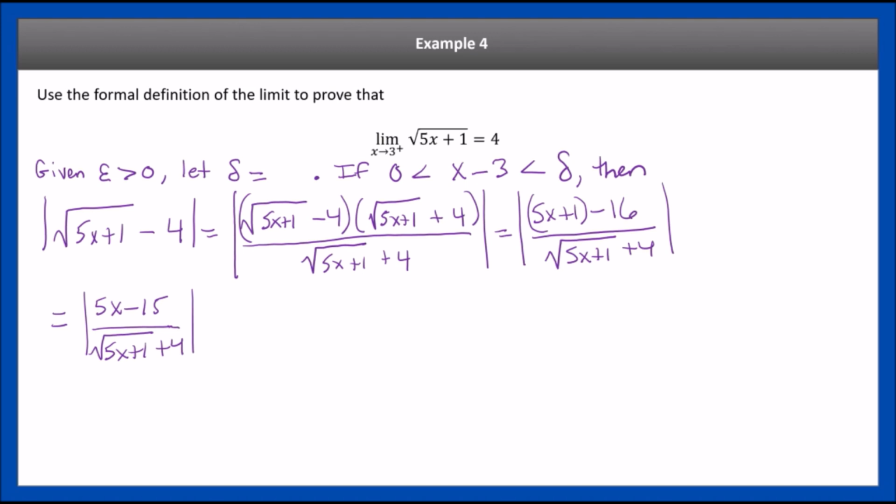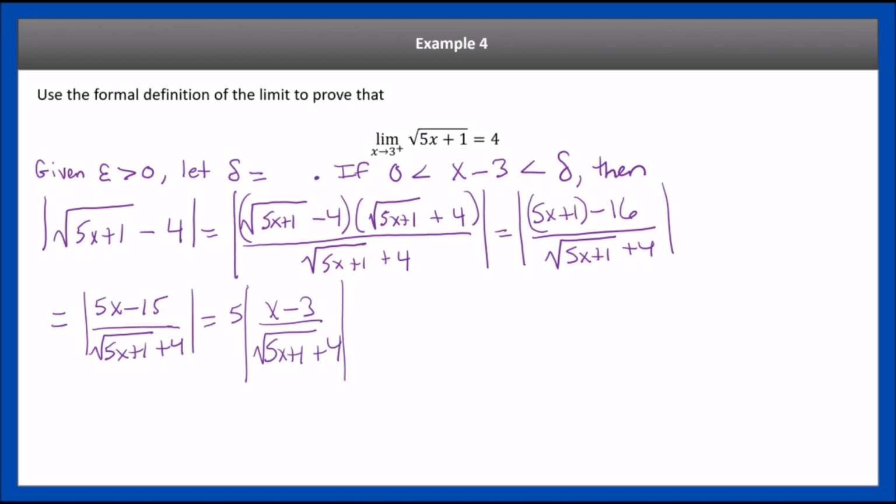All right, perfect. And now I'm going to pull out the 5 here, and so I have the absolute value of x minus 3 over here. Let me put this over an entire absolute value over the square root of 5x plus 1 plus 4. All right, so I didn't do anything. I just pulled out the 5, and that's it.